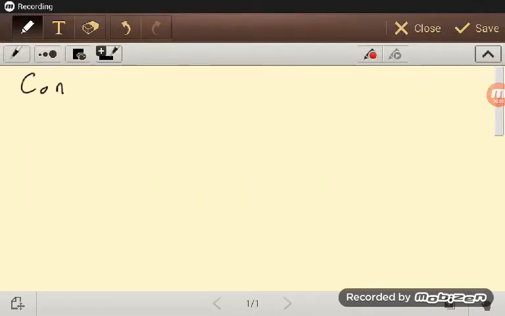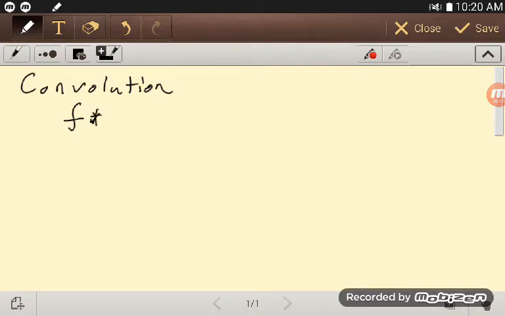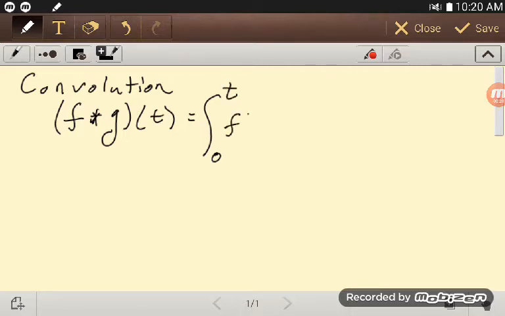Alrighty, let's look at this thing called the convolution. It's usually written with a star. So if I have two functions, f and g, you might see f star g of t. The definition is the integral from 0 to t of f of t minus tau, g of tau, d tau. So tau is the variable of integration, and t acts like a constant.